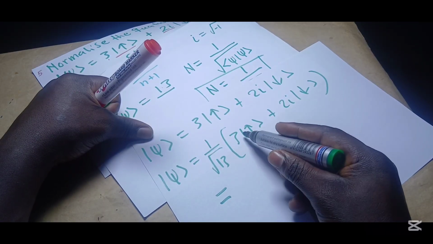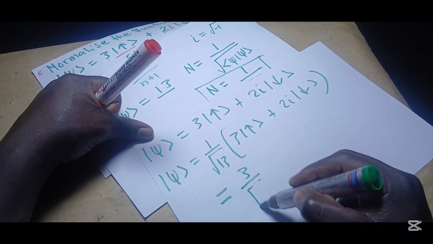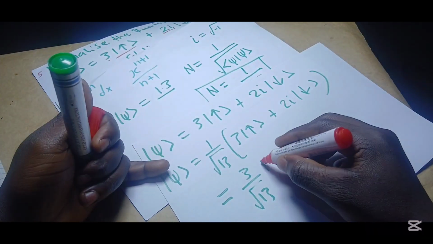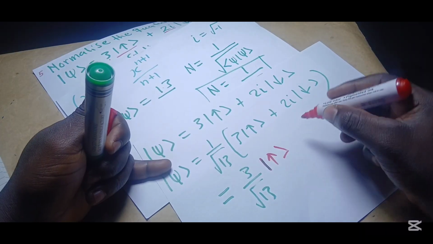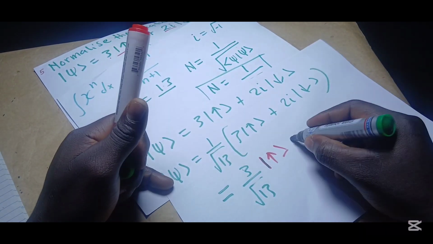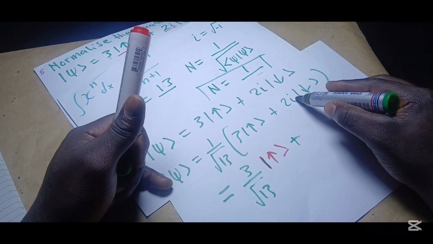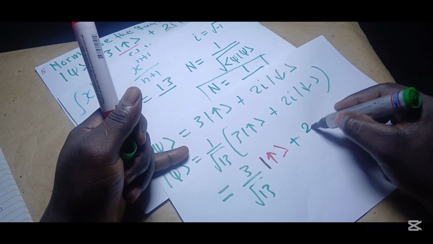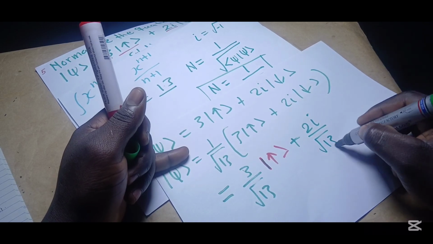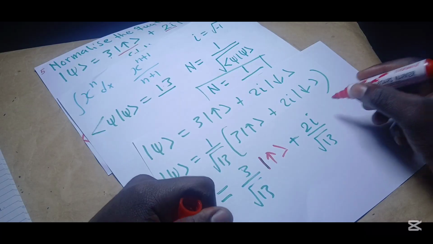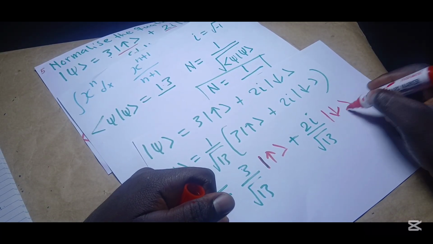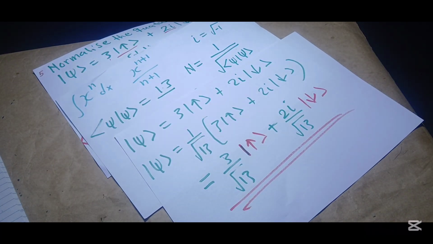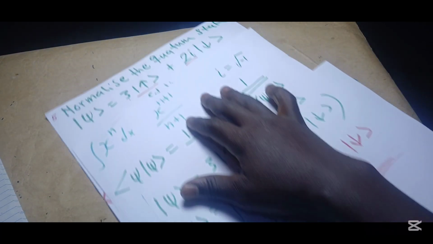1 over the square root of 13 multiplied by 3 gives us 3 over the square root of 13. Just bring whatever is here, spin up ket, plus 1 over the square root of 13 multiplied by 2i. You just have to focus on the coefficients. It's going to give us 2i all over the square root of 13. Then bring in the remaining term. So this is a normalized quantum state.